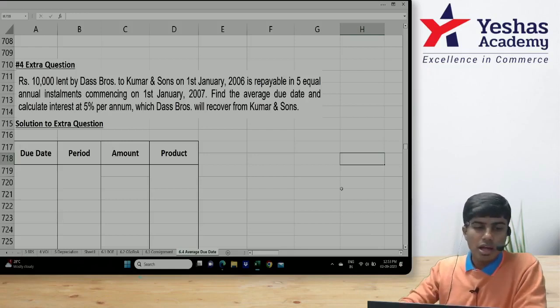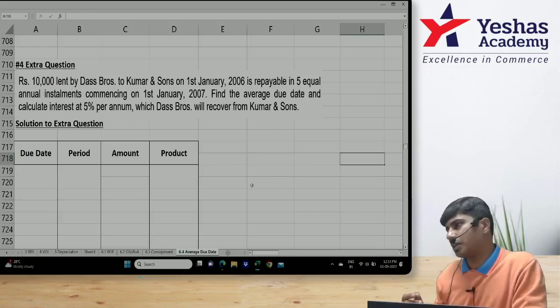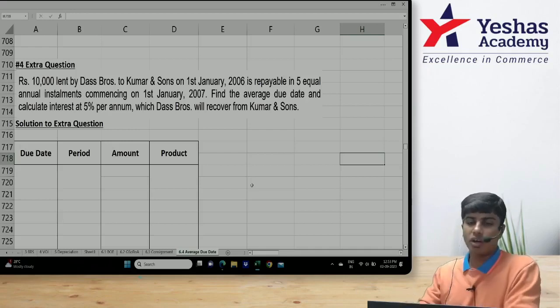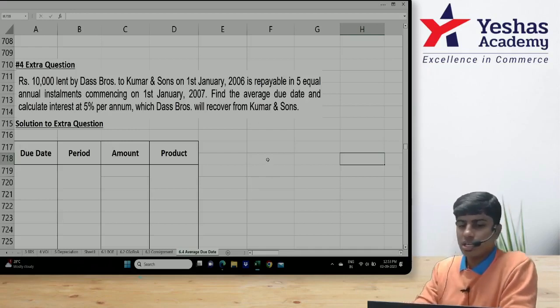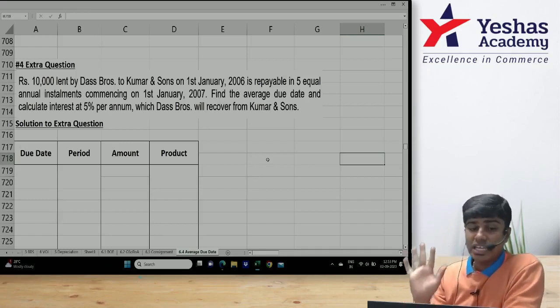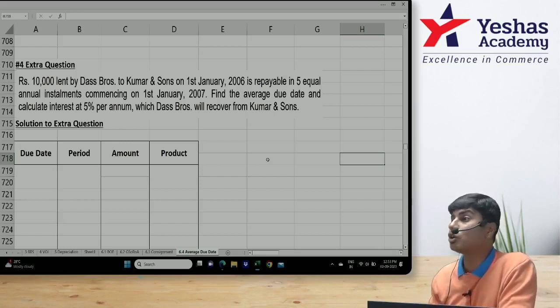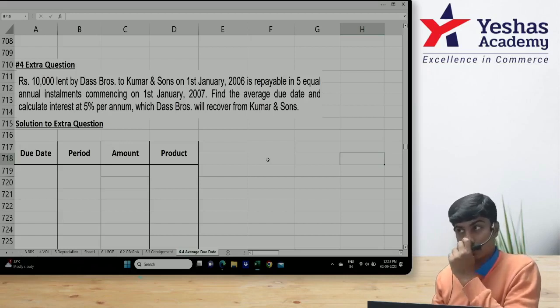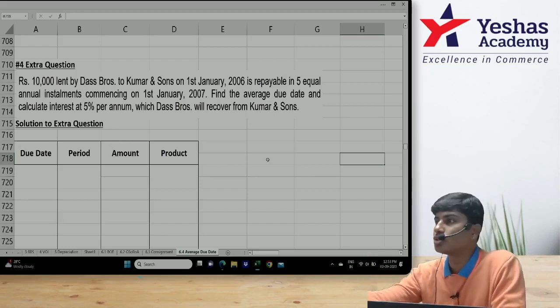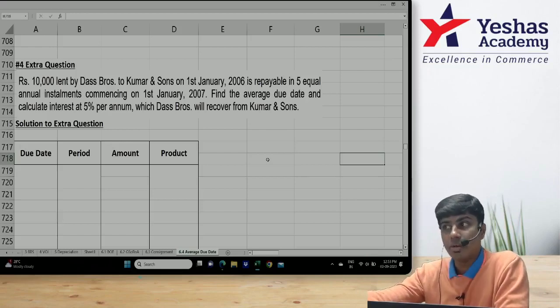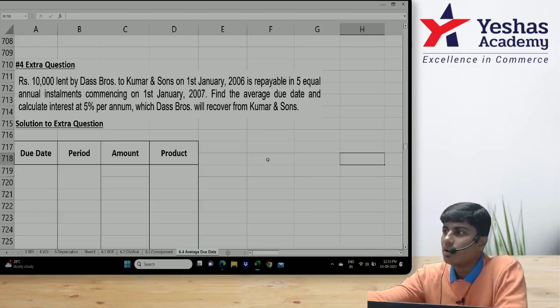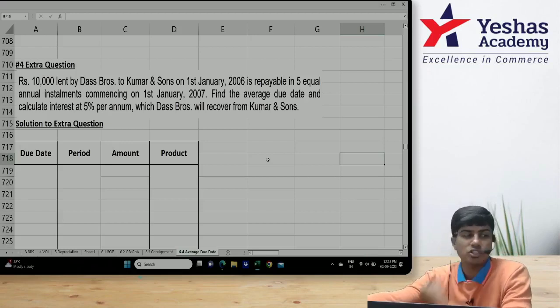I'll tell you how. Rupees 10,000 lent by Das Brothers. Das Brothers is the lender to Kumar and Sons. Kumar and Sons is the borrower. On what date? 1st of January 2006. It is repayable in 5 equal annual installments. How many equal annual installments? Very good. Commencing on 1st of January 2007. This is principal to be repaid. Principal of 10,000 is there, no? It should be repaid as 2000, 5 times. Commencing from 1st of January, so 5 annual payments. So the first payment is 1st of January 2007.